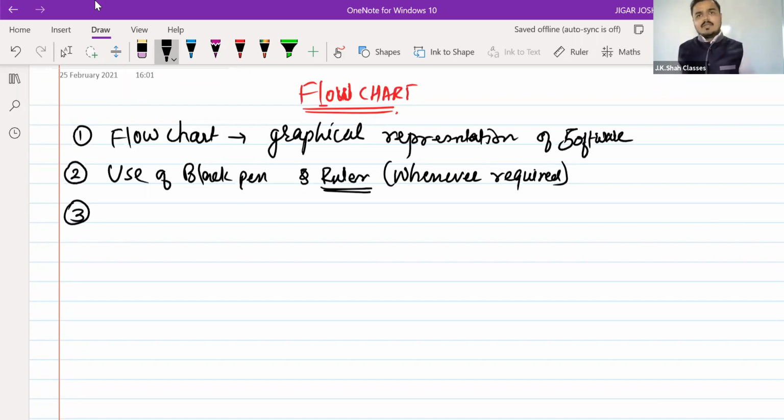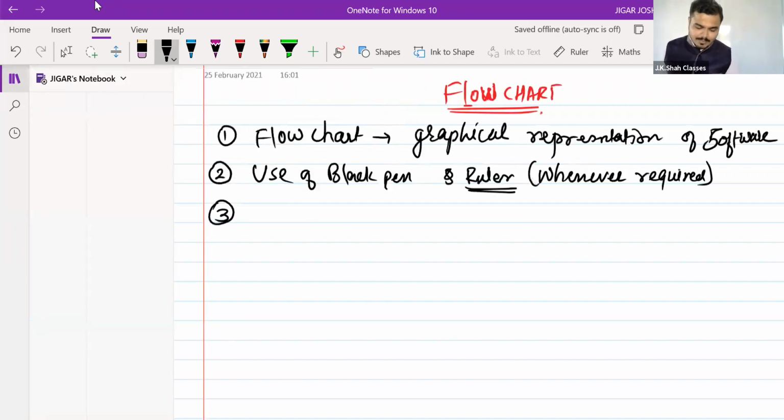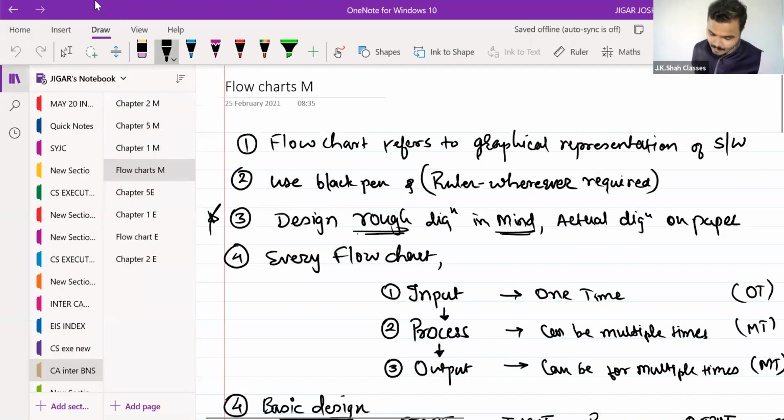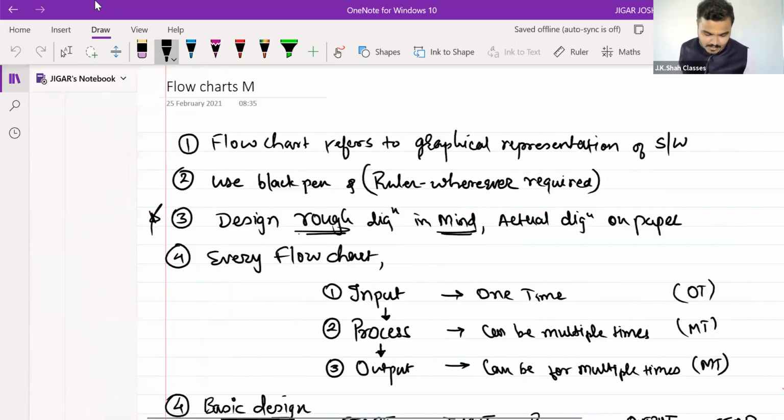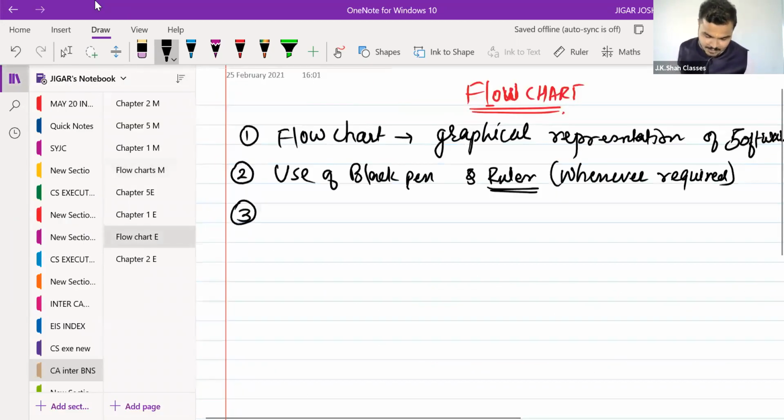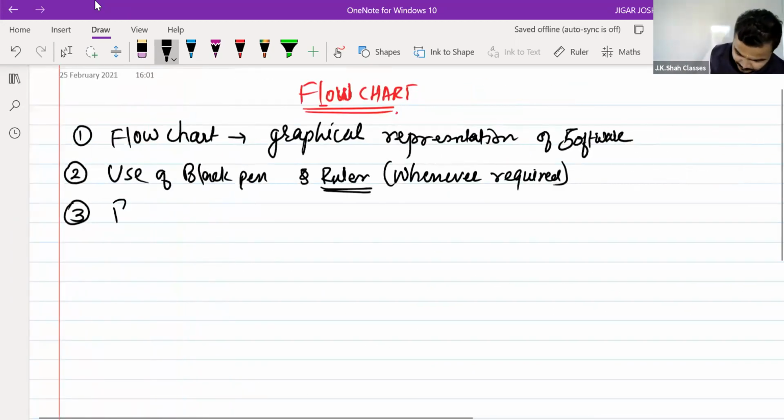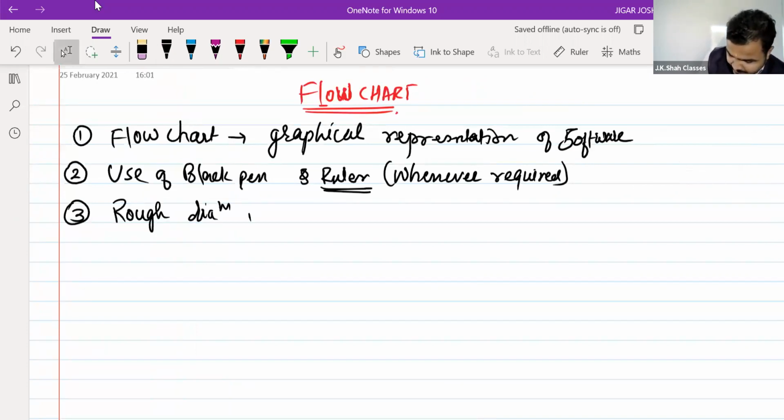Yes, sir. If we are doing flowchart, on the same day, if you are not practicing it, my dear charter, then definitely this could be a disaster for you. But if you practice perfectly, this would be the best thing for you. Are you getting my point of view? Yes, sir. Third thing, my dear charter, is to mention that rough diagram in mind, actual diagram on paper.